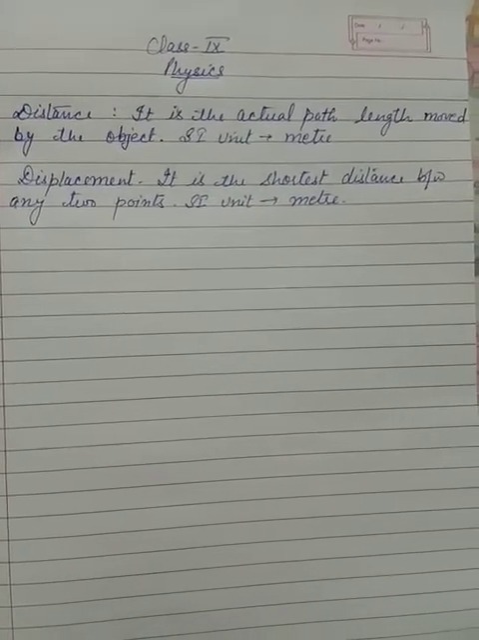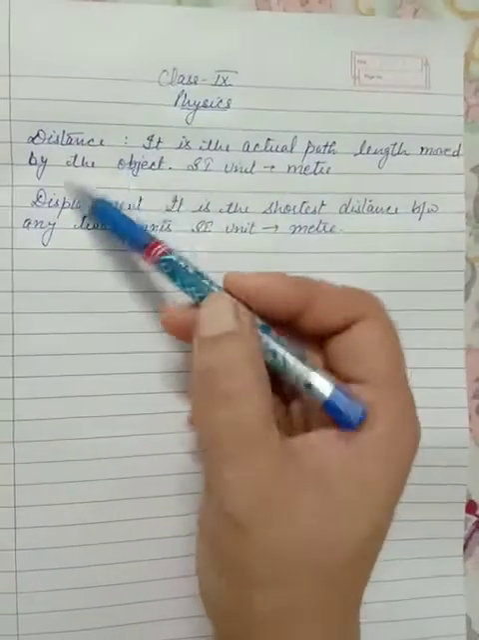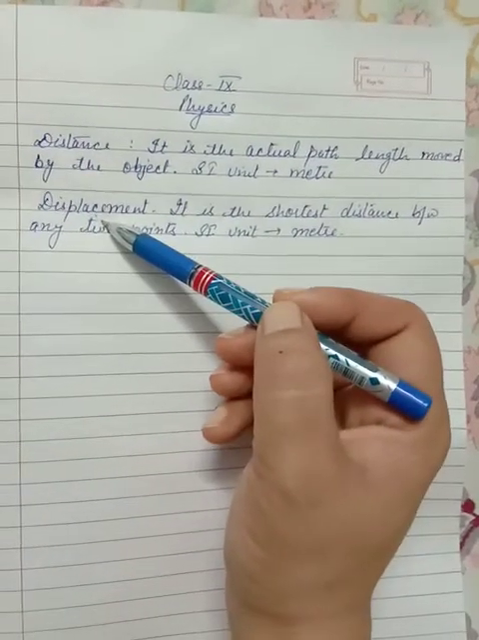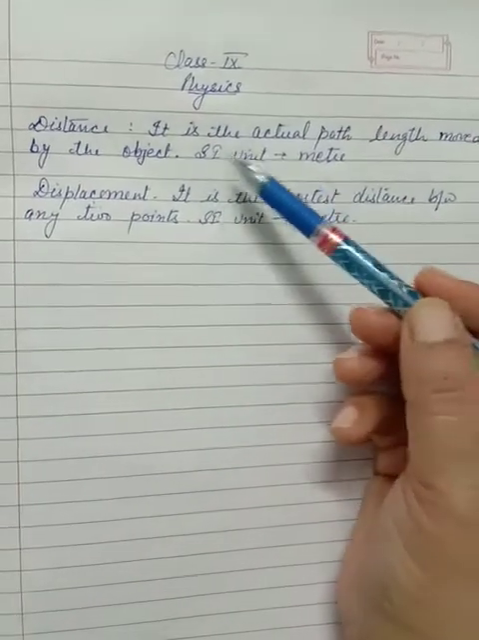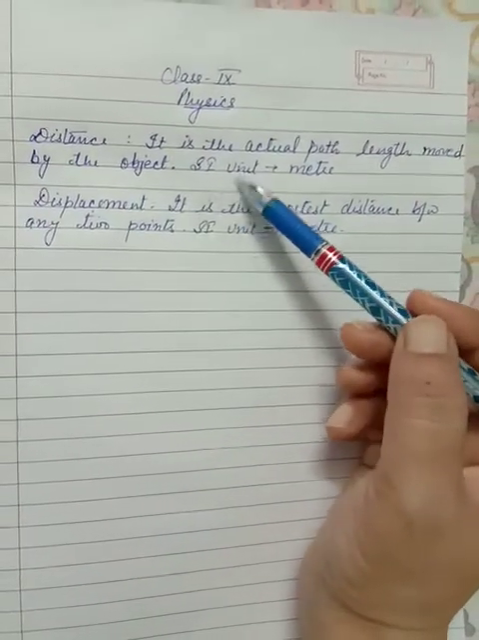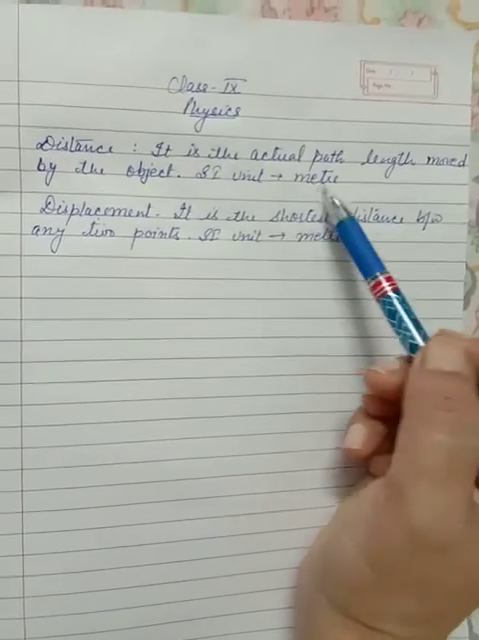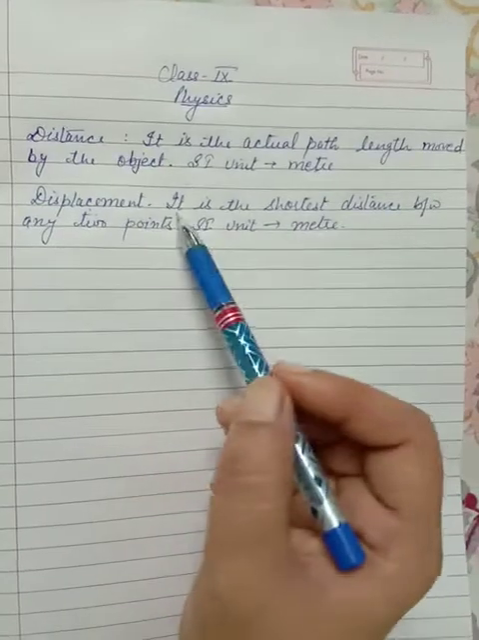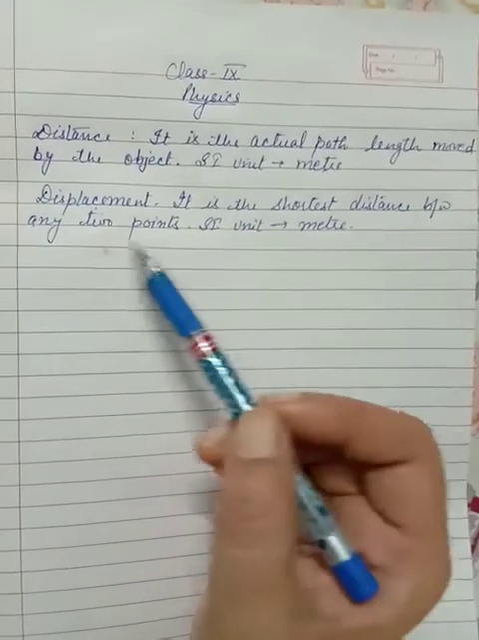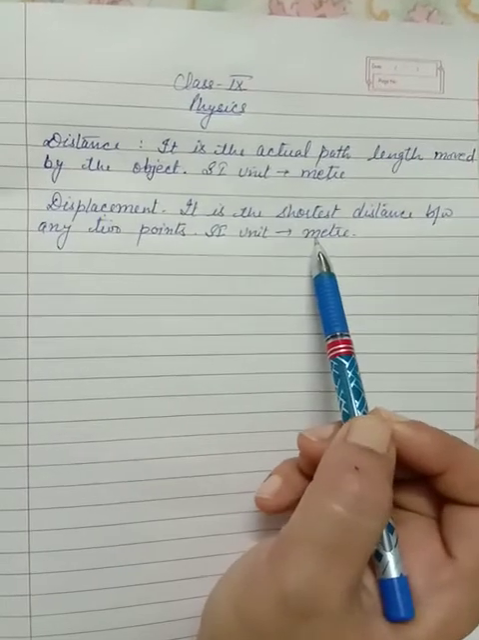See children, here I have written the definitions of distance and displacement for you. Distance is the actual path length moved by the object, and we measure it in meter. So the SI unit is meter. And displacement is the shortest distance between any two points, and again its SI unit is meter.